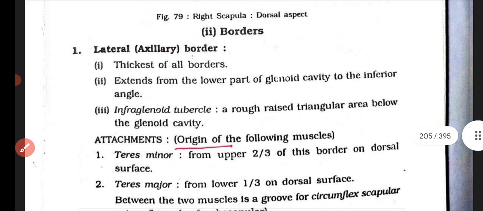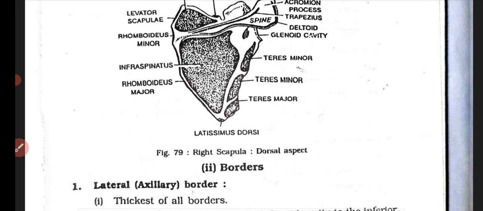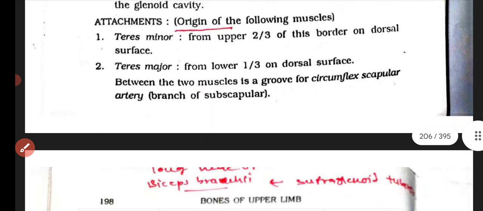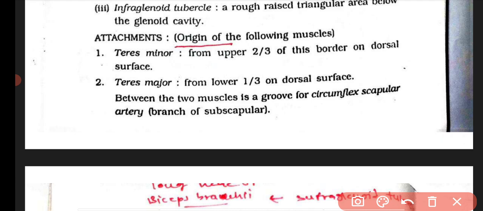Teres minor, and this border is the upper two-thirds. In between these two, this is teres minor and this is teres major. Here lies the groove. Again, you will see the gap between this teres minor and teres major. This one is the groove from where the circumflex scapular artery goes.